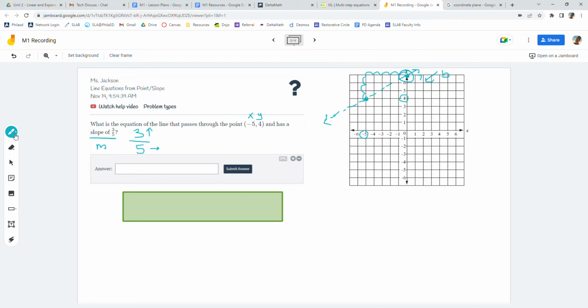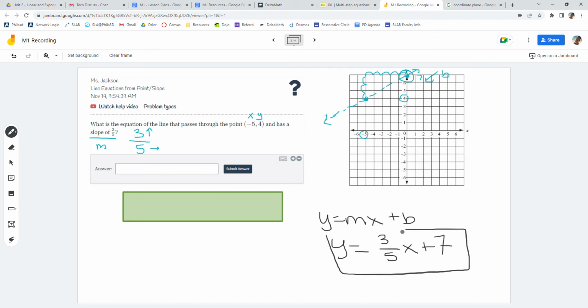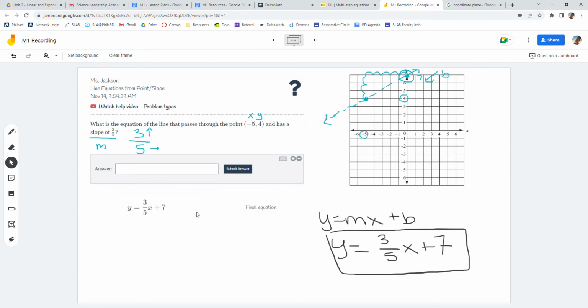So if we were to write our equation in the form y equals mx plus b, our m, our slope, was 3/5, so y is equal to 3/5 x plus our b, which was positive 7. I can't simplify anything anymore, so that would be my final answer. y is equal to 3/5 x plus 7. Let's check. Yep, y is equal to 3/5 x plus 7.